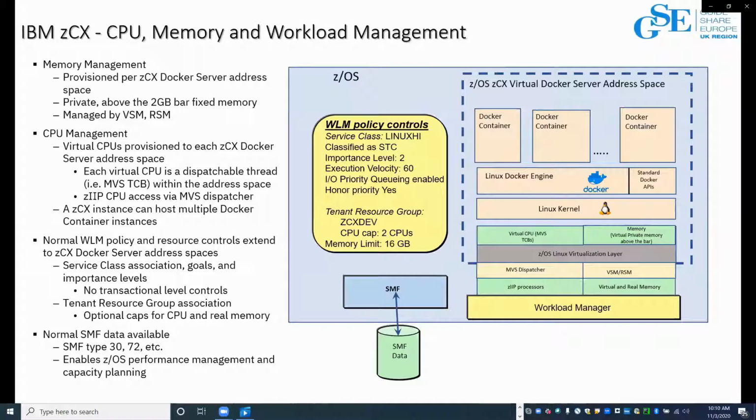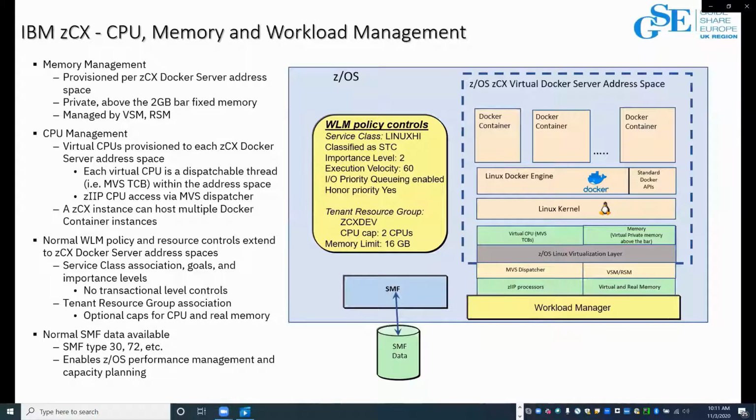So we allocate private above-the-bar storage, 64-bit storage, that's fixed for the guest. That's the memory that Linux believes is real memory, and that's what it's using, right? It's virtualized, but currently in the field, it's fixed 4K pages. A little bit farther down in this presentation, I'll show that we're making an enhancement to that where you can use large pages, 1 meg or 2 gig pages to back the Linux storage.